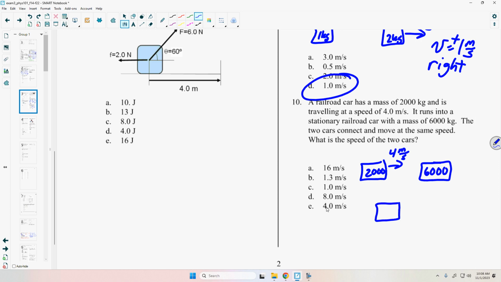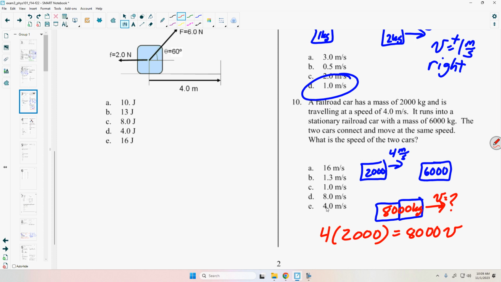So I can imagine now that I have two cars that have a total mass of 8,000 kilograms, and they move off. Well, I know that it's going to move off in this direction. I want to know what that speed is. So I have 4 times 2,000 equals 8,000 times v. And I want to know what v is. V is going to be equal to 1 meter per second. That's just PI equals PF.